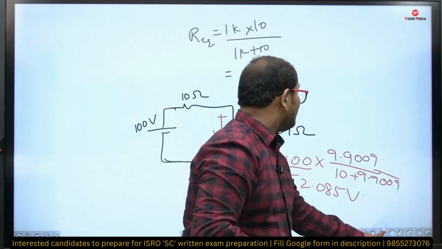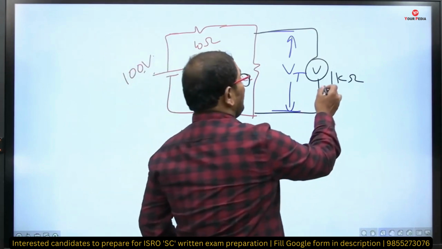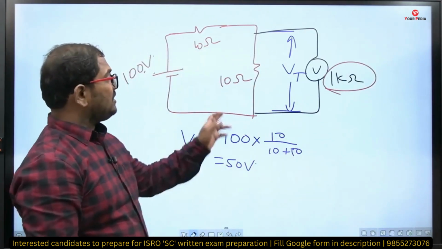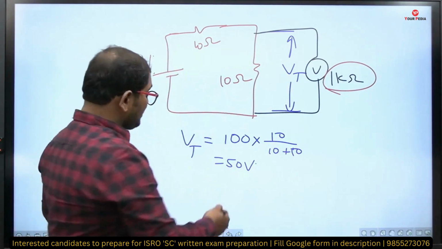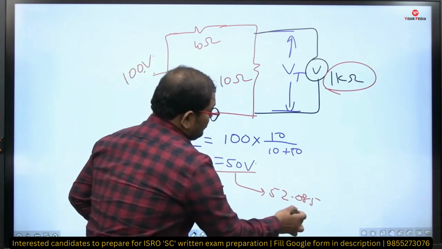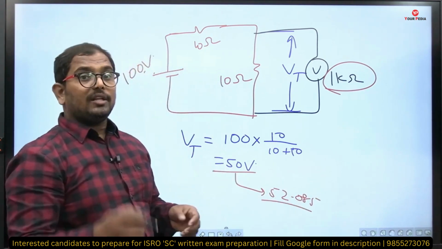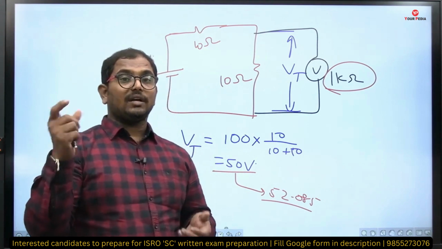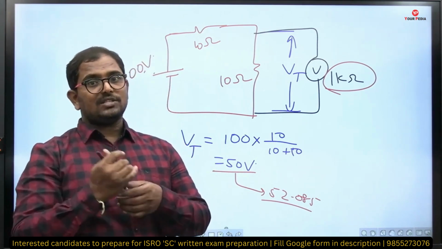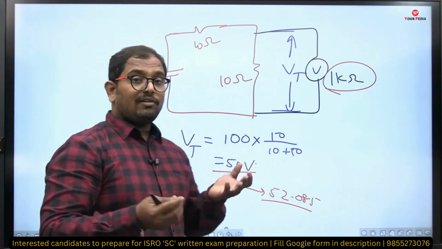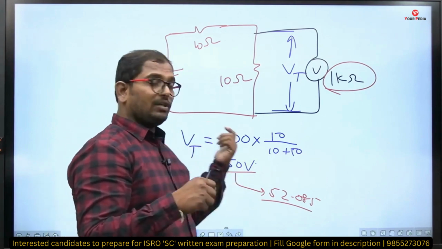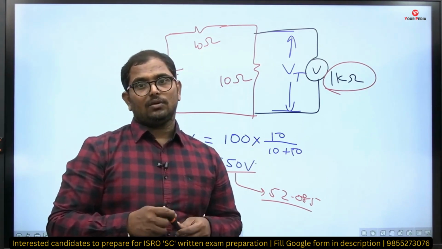The increment in the voltmeter reading means this combination reading is increased from 50 to 52.085. So it is increased by about 2 volts. In the previous case, because of the ammeter's internal resistance, the actual value is less than the true value, but here the actual value is more than the true value.